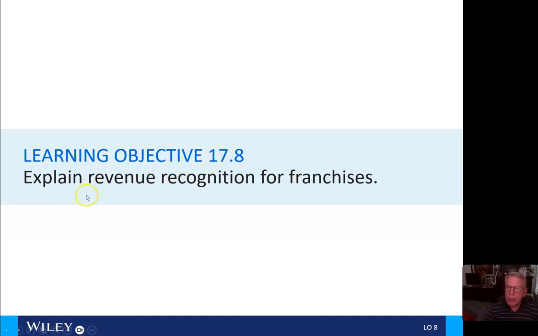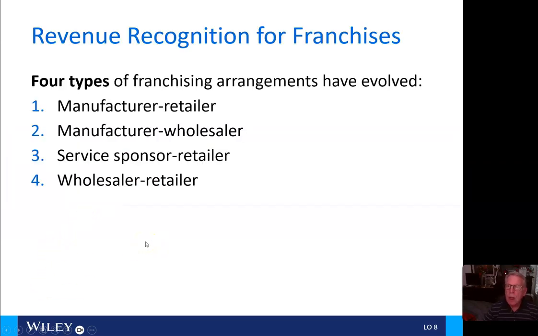Okay, now we're going to look at explaining revenue recognition for franchises. There are 4 types of franchising arrangements which have evolved over time. 1, the manufacturer to retailer. 2, the manufacturer to wholesaler. 3, the service sponsor to retailer. And 4, a wholesaler to retailer.